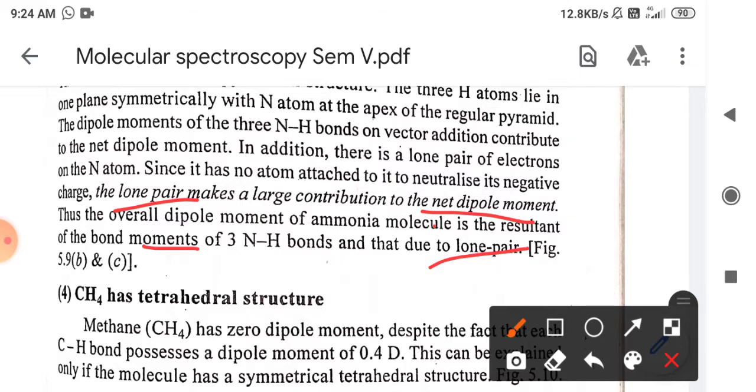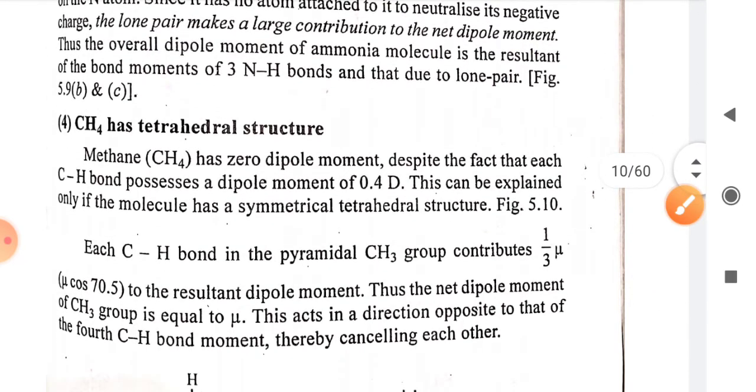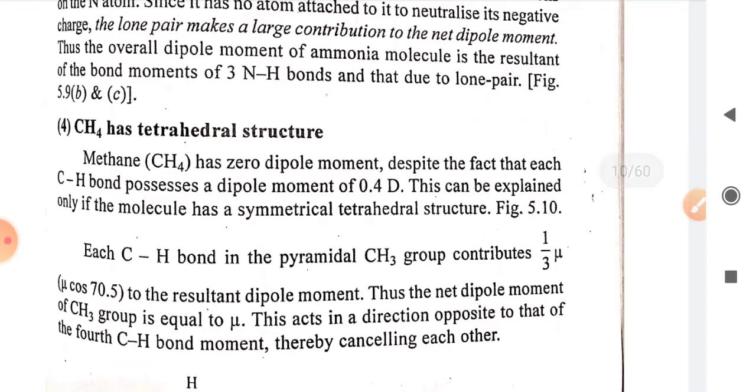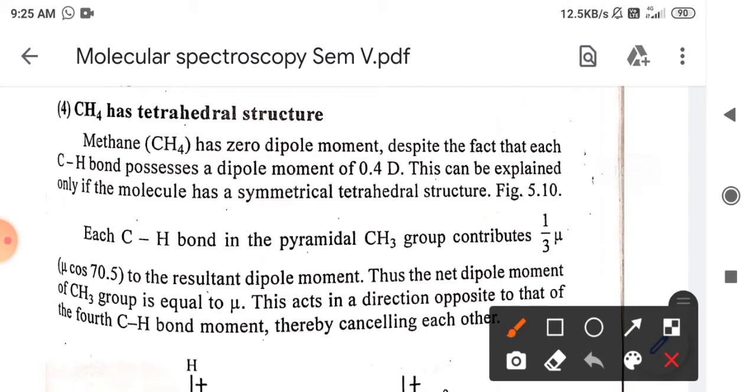Now next, what about the methane molecule? We all know that methane has a tetrahedral structure. But what about its dipole moment? We would certainly expect some dipole moment, because there is a small electronegativity difference between the carbon and hydrogen atoms.